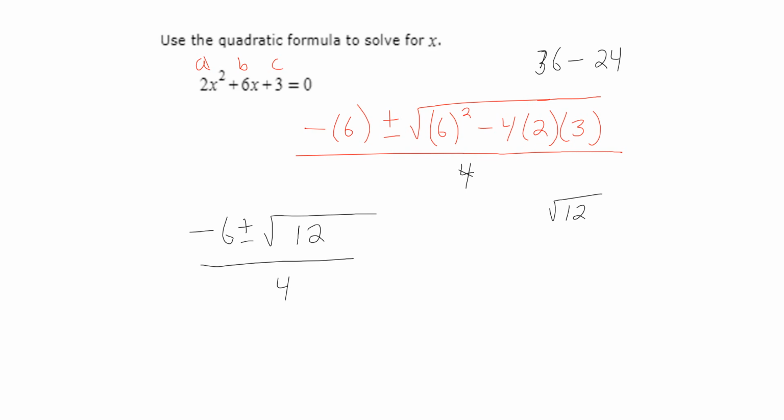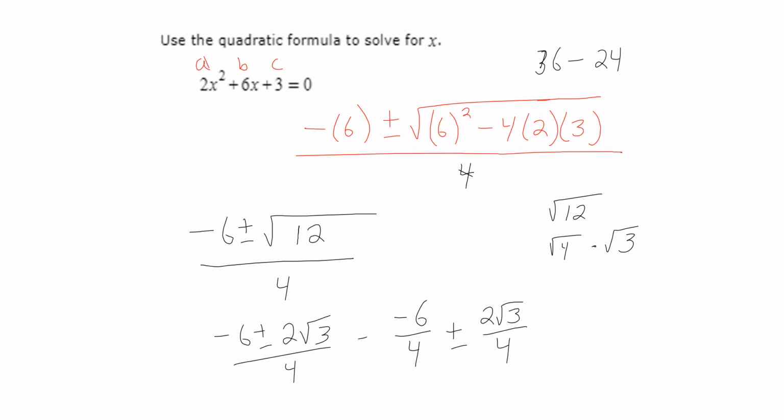And I like separating it. Negative 6 over 4 plus or minus 2 radical 3 over 4. So this reduces to negative 3 halves. The negative can go in front or on top. Plus or minus, the 2 over 4 reduces to 1/2. So 1 radical 3 over 2. And that 1 is optional. You don't have to write the 1 in there. Just trying to show you where it comes from.